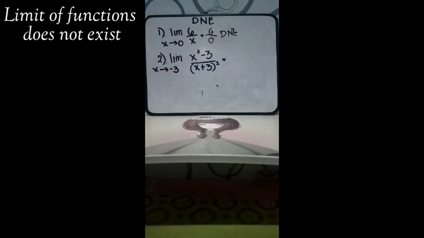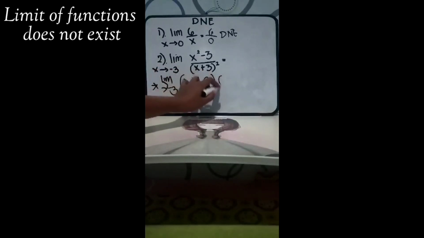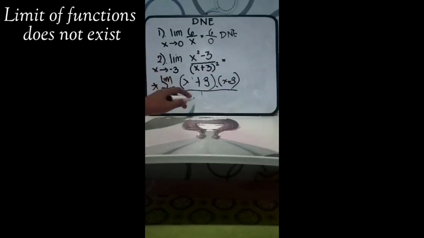x squared minus 3 over x plus 3 squared is equal to limit of x when approaches to negative 3. Idadalawa natin siya, may i-substitute, expand. Magiging x minus 3 and x plus 3 over x plus 3 squared.